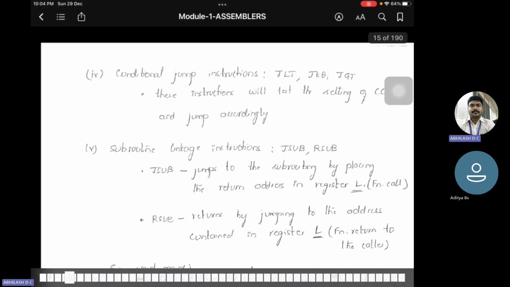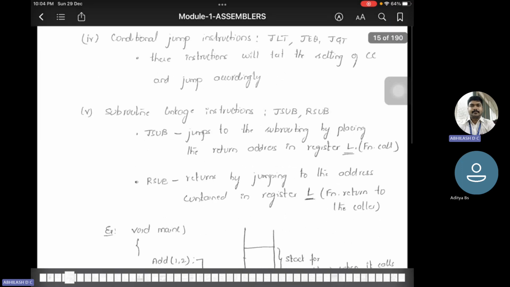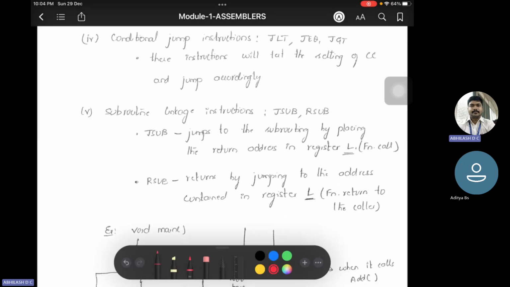Next is the conditional jump instruction. So jumping based on some condition, I have to move from one function to another function. The condition is if it is less than, if it is equal to, and if it is greater than. JLT is jump if less than, JGT is jump if greater than, JEQ is jump if equal to. These instructions check the setting of the status and jump accordingly.